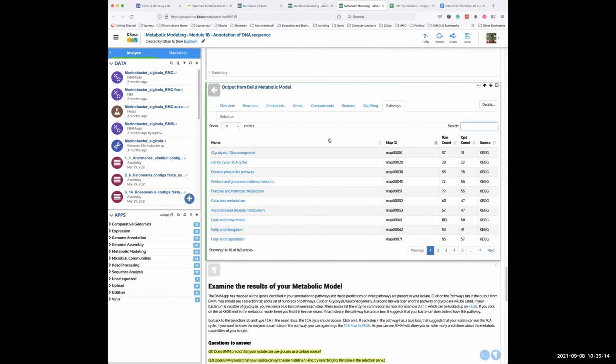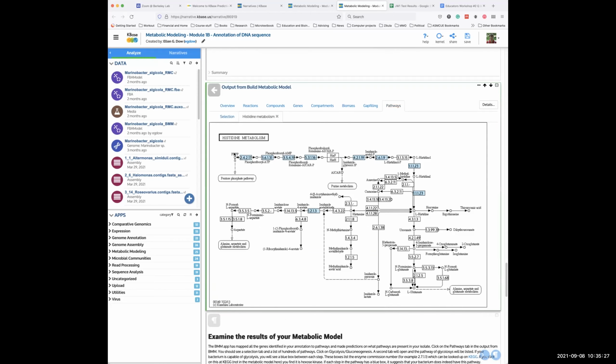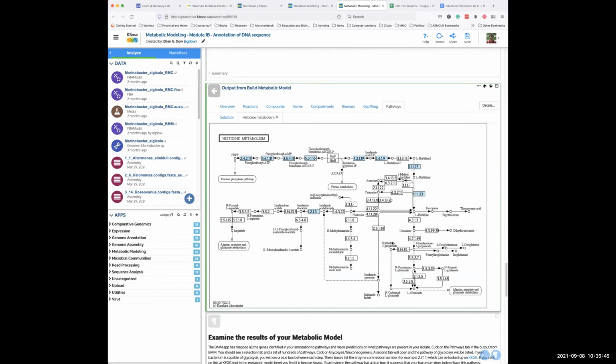Like one of the questions we ask them is, does this organism have a TCA cycle? So it's right here. They can click on it. If it's not there and you say, does it have a histidine metabolism? You can just put in histidine, have the students click on it, and teach them that, yes, you can go through here and look at this and see, does it have all the genes necessary to synthesize histidine, just by the blue color, et cetera, et cetera. So we have them examine the results, make some predictions about what it will be able to do.